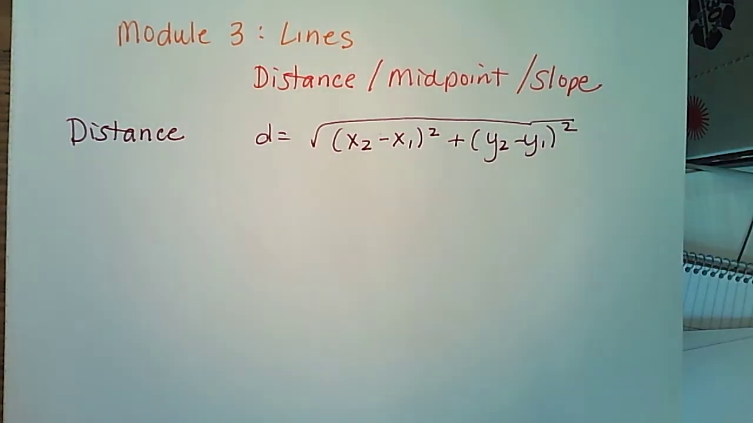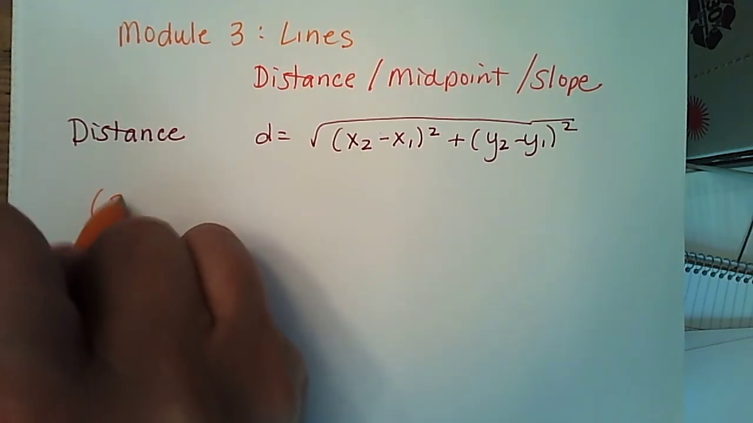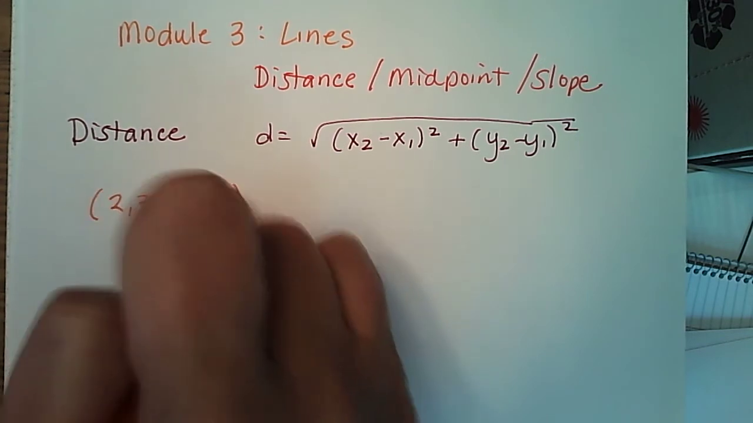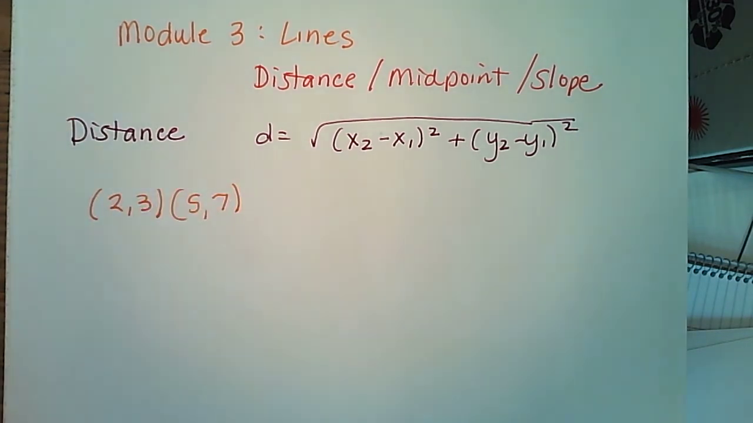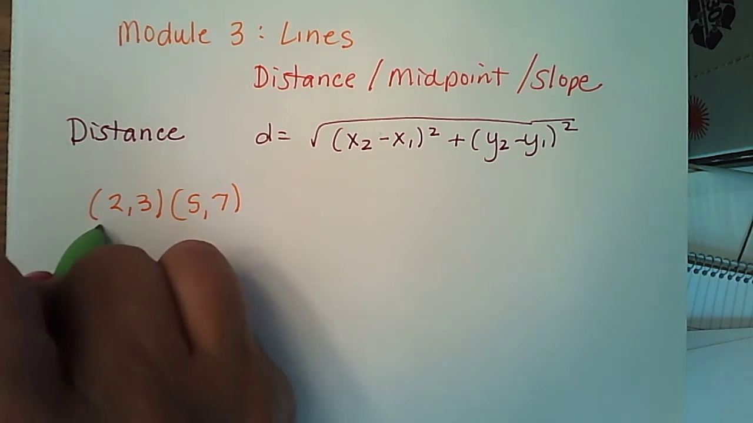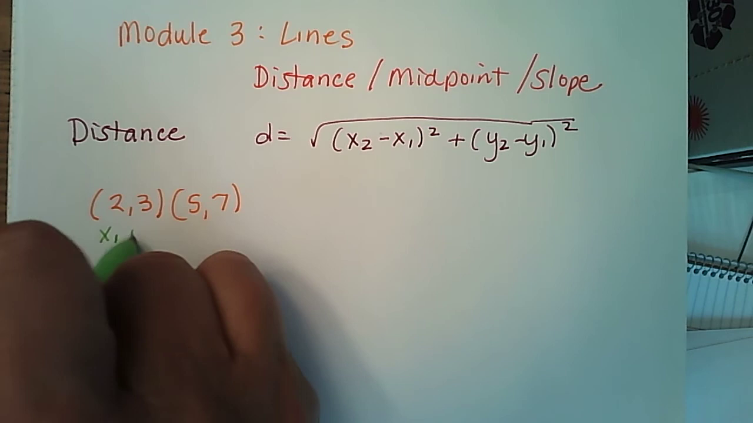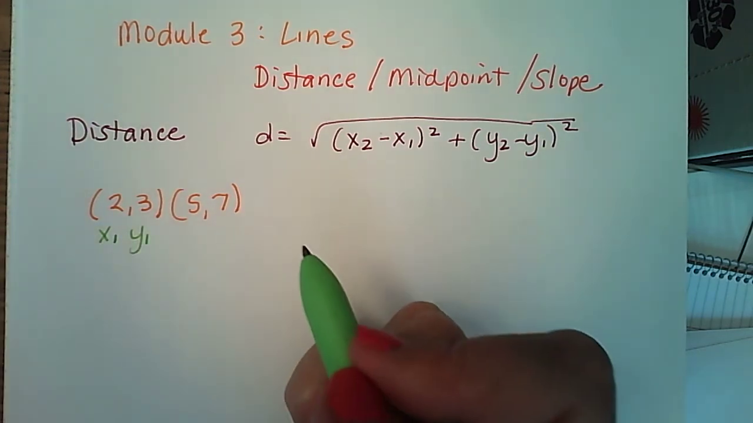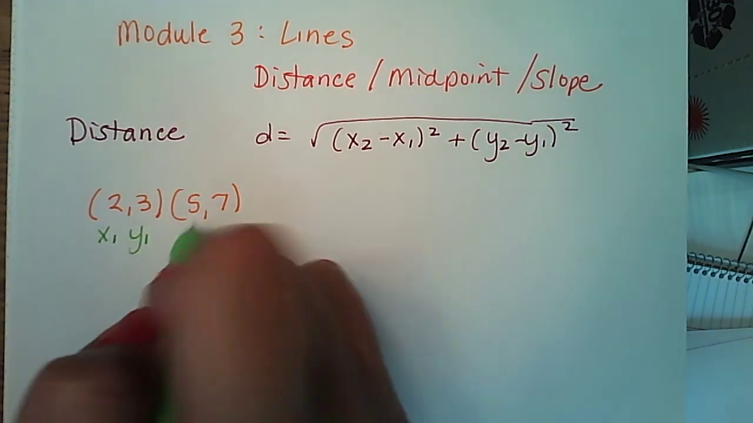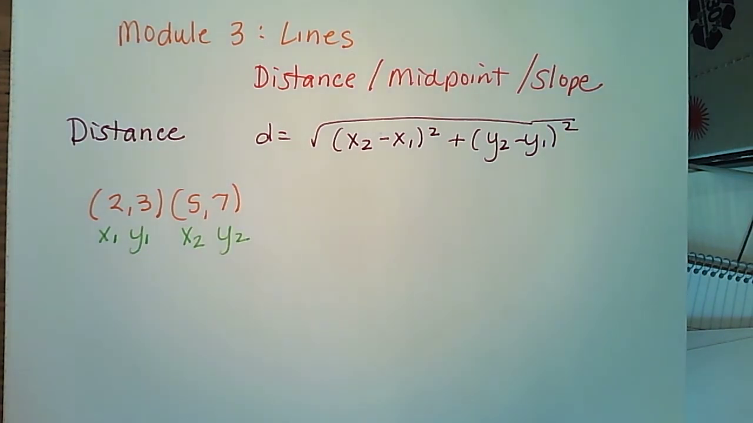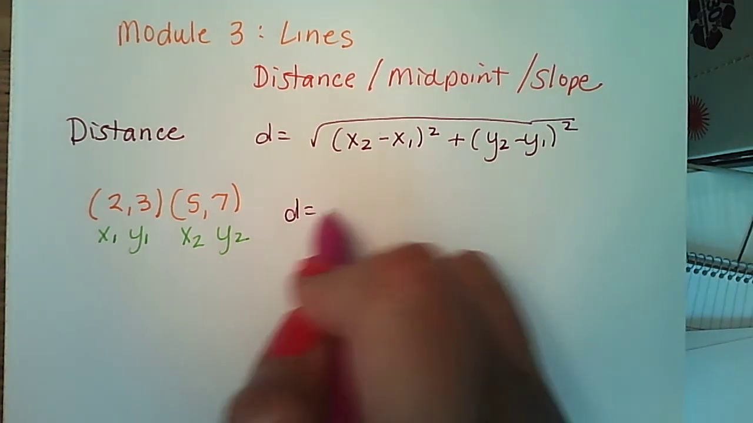So where do these y2s and y1s and all that come from? When I have my ordered pairs, (2, 3) and (5, 7), the first ordered pair is my first x, my first y, because it's just the first ordered pair. My second ordered pair makes x2 and y2. So now I'm going to plug them into this formula to calculate my distance.